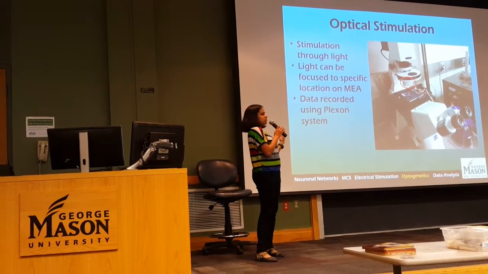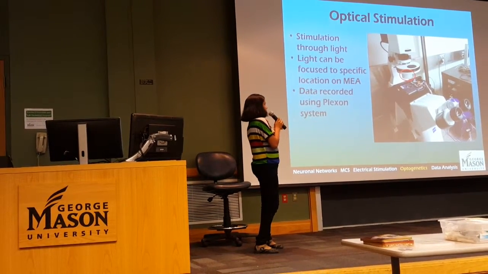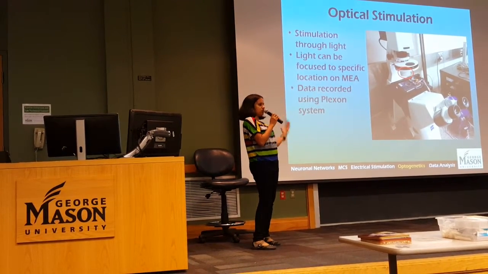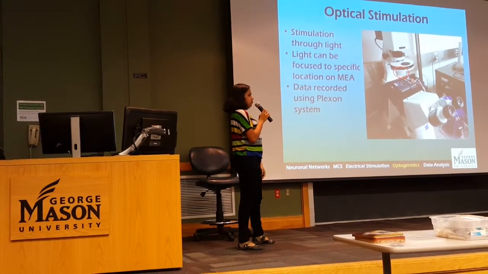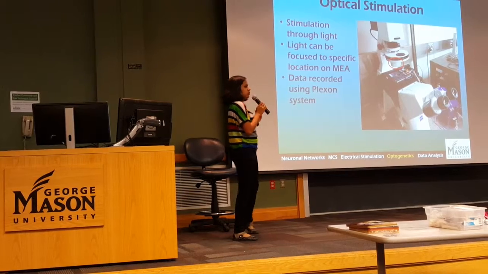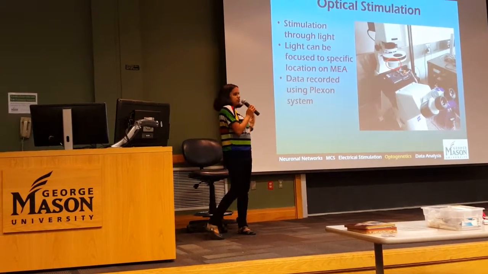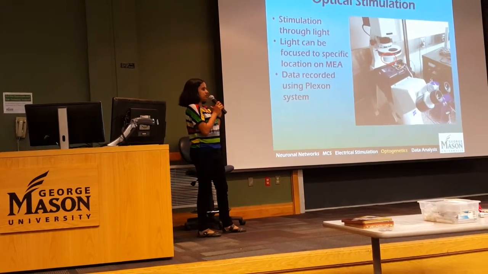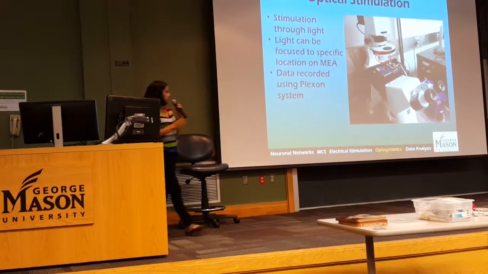This field is called optogenetics, and the potential applications of it are that it could be used to treat neurological diseases such as Alzheimer's and Parkinson's by optically stimulating brain cells.